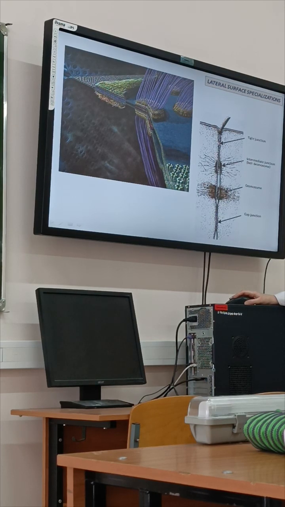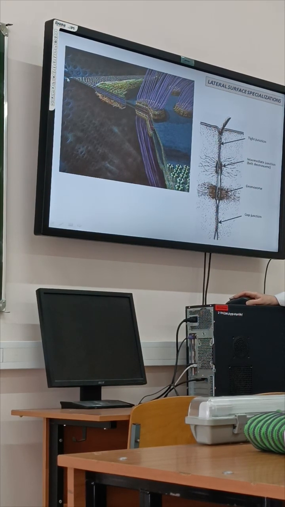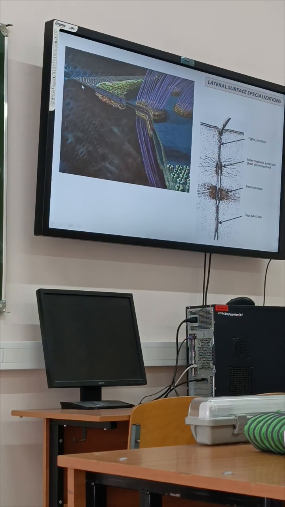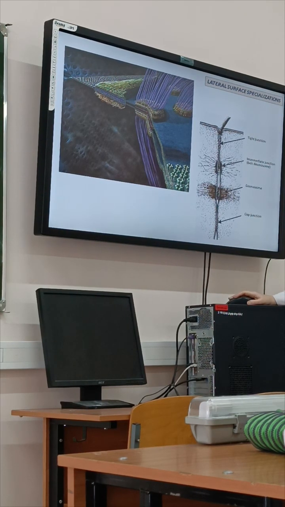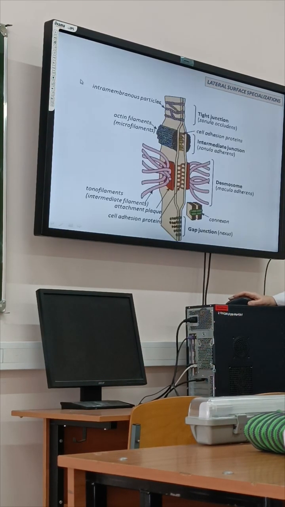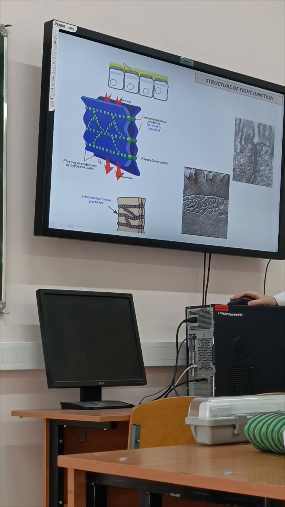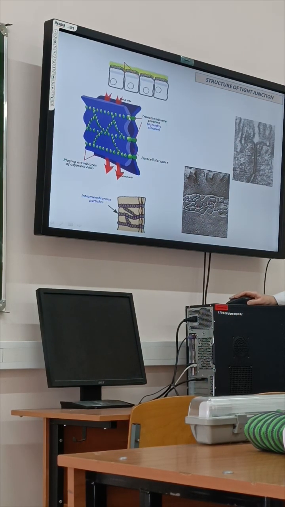So, a tight junction is where two membranes of the cells join very close to each other, and integral proteins fix this membrane. Let's look here. This is a diagram of tight junction. We can see transmembrane proteins that join the two membranes with each other. That's why no molecules can pass between the two cells.